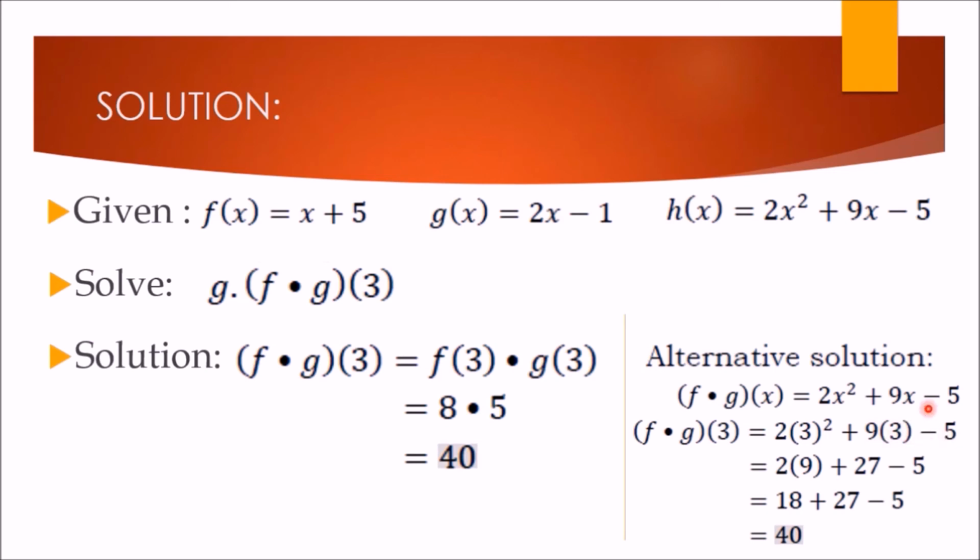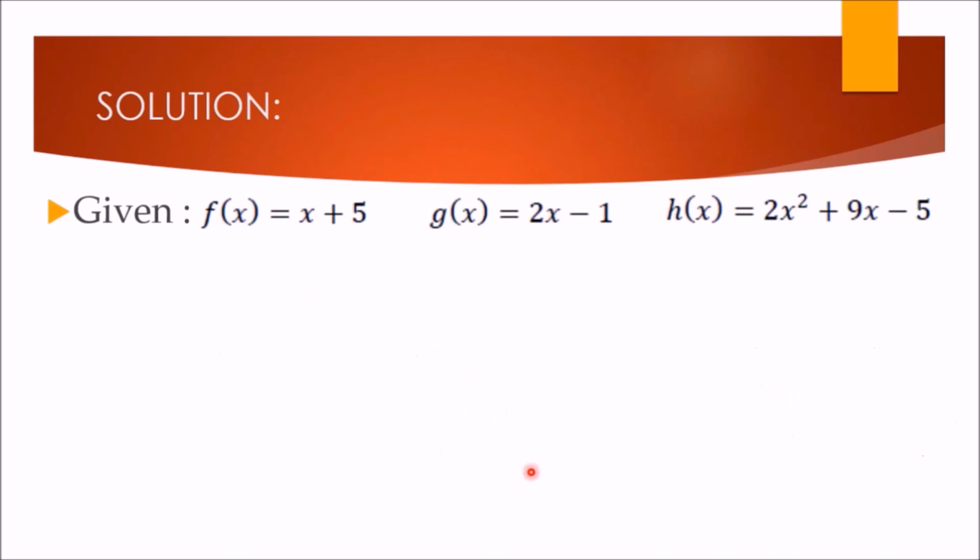You copy the expression or the function, but your x is now substituted with 3. So that's 3 squared, which means 9. And 9 times 3 is 27, minus 5 again. So 2 times 9 is 18, plus 27, minus 5. You get 40, which is the same as what we solved earlier, 40.